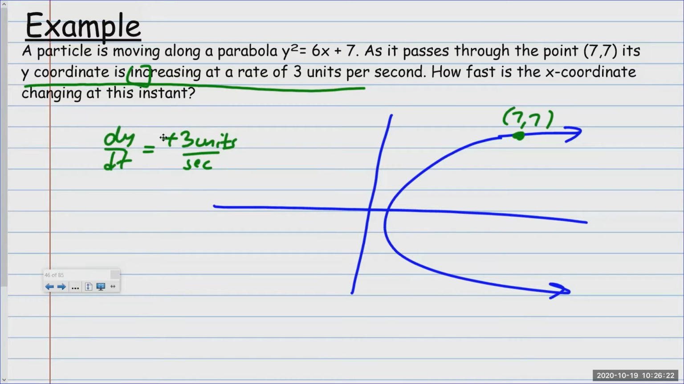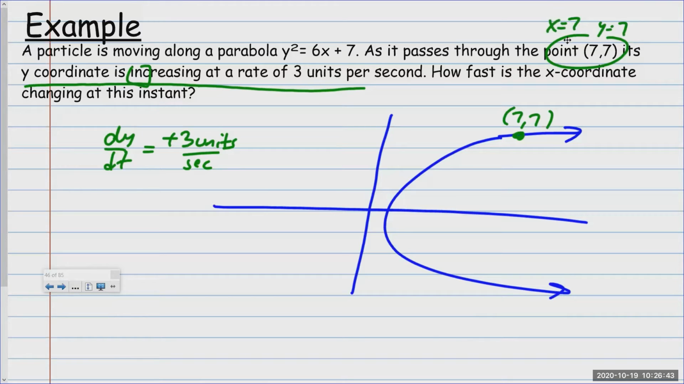So everybody good with that? I need to get the calculus talk in, okay? How fast is the x-coordinate changing at this instant? So as it passes through (7,7), so I've got a point. Guys, what does this point tell me, actually? Does that make sense that x is equal to 7 and y is equal to 7?